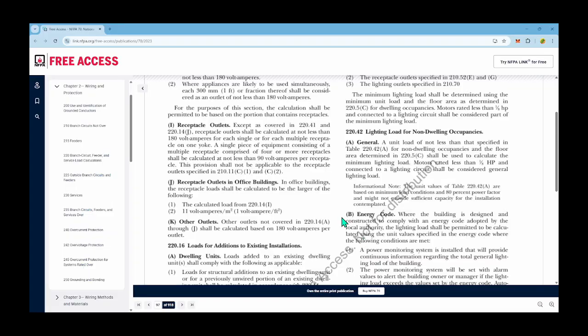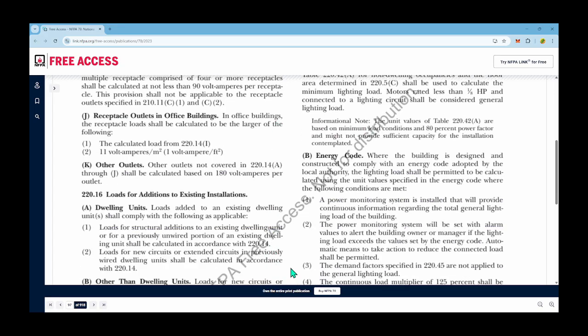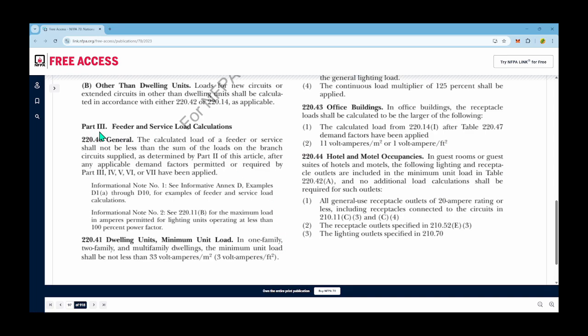So where I calculated this question and where I got it wrong was, this is kind of where I left it, and I left it at 36,000 VA, or 36 kVA, but I didn't push further when it asked the question, and that's how I got it wrong. So by utilizing the code, I was able to expand my knowledge, because then it goes on to say part 3, feeder and service load calculations.